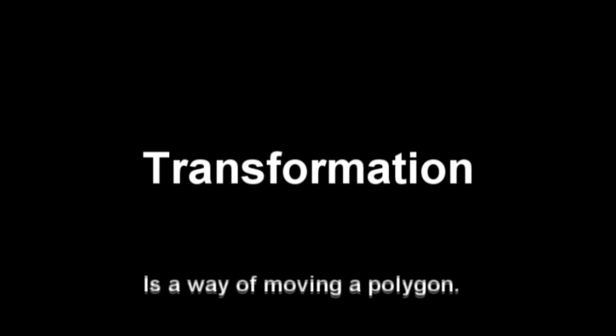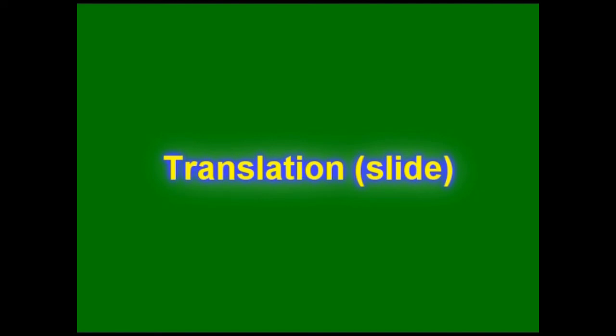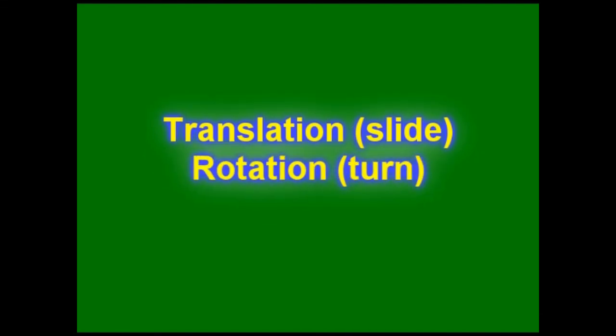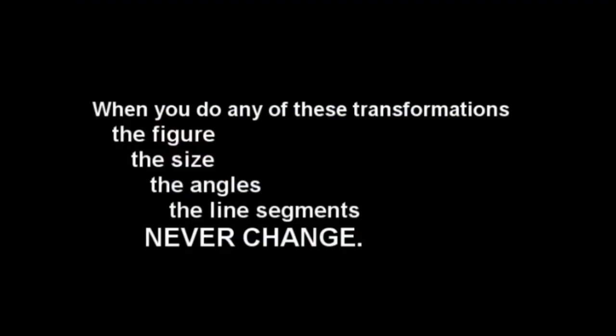As you might have guessed, polygons can be moved. Math guys call this transformation. There are three major types of transformation. There's translation, also known as slide, rotation or turn, and reflection, flip. When you do any of these transformations, the figure, the size, the angles, the line segments never change. Let's take a better look at them.